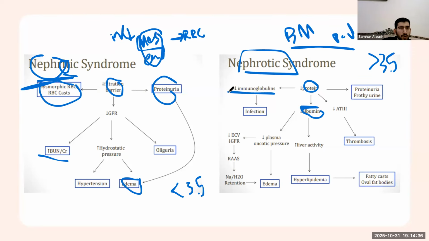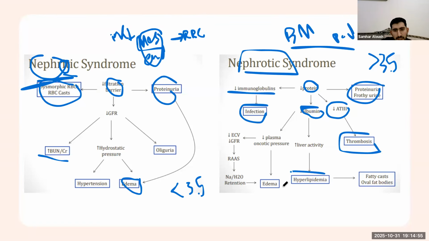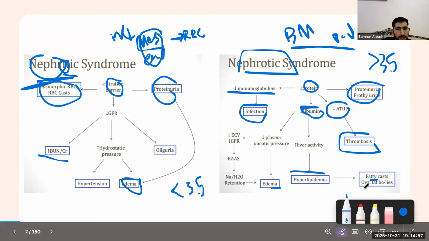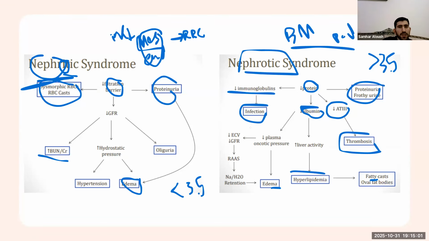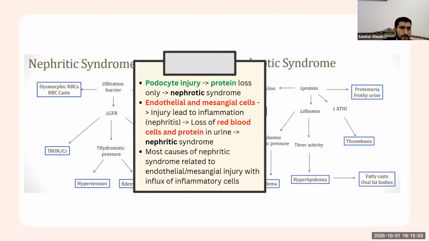So we will have decreased immunoglobulins because protein is important to make them. So we'll have infection. We'll have proteinuria and frothy urine because the protein in the urine will make it frothy. We will have decreased antithrombin 3 because it's also made from protein. So we'll have thrombosis. We will have hyperlipidemia, edema, fatty casts, and so on. You need to memorize these things. These are not that important for OSPE, but I just wanted to review them before we start.